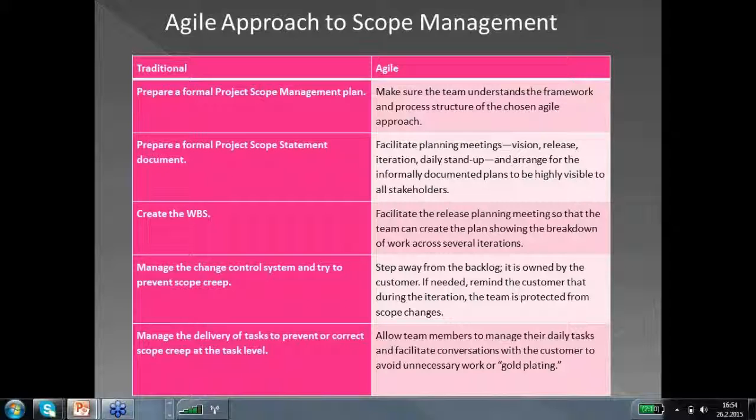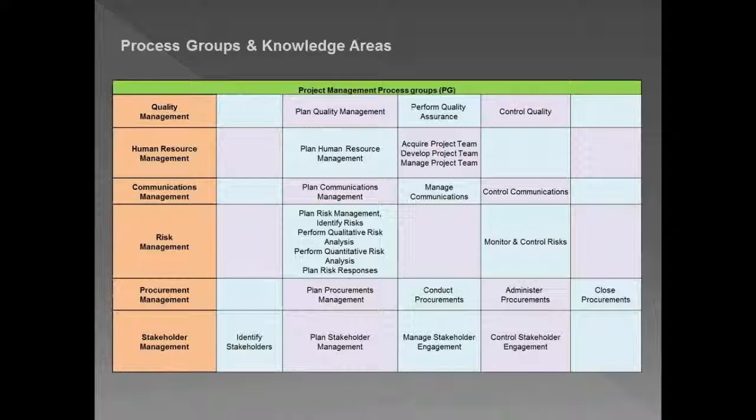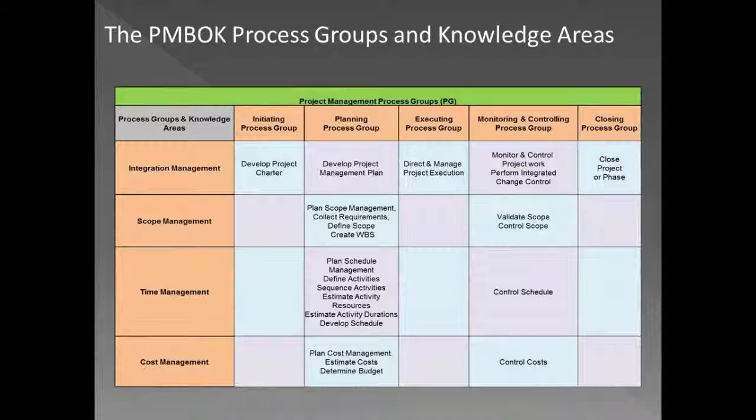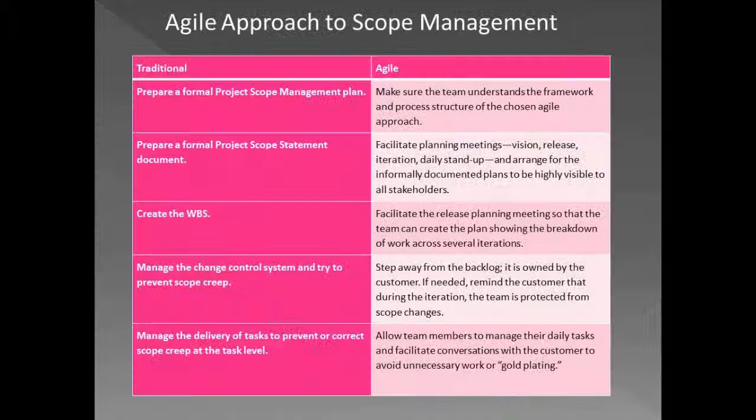So we were now talking about scope management in Agile. As I said, in the traditional PMBOK, for scope management, we had the different processes here: plan scope management, collecting the requirements, defining the scope, creating the work breakdown structure, and then of course validating and controlling the scope. So these are the traditional processes for PMBOK scope management.